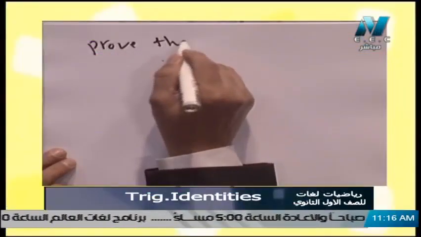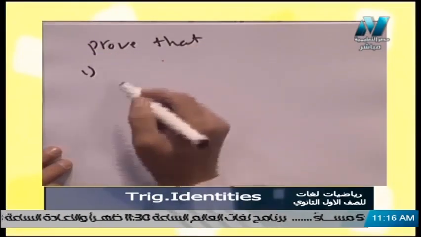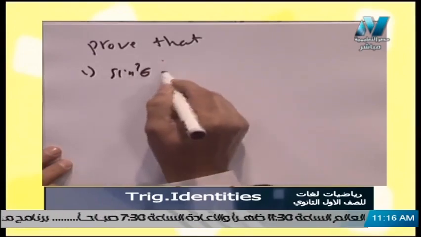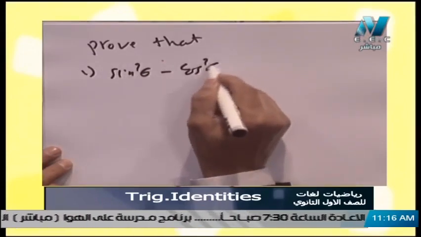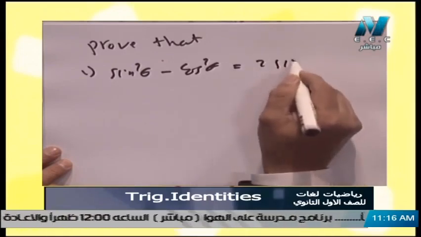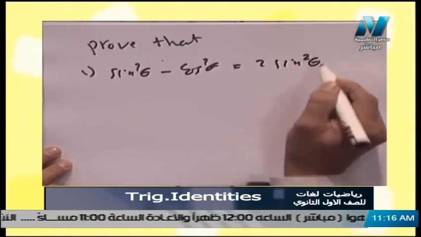We are going to prove. We have some identities here, some trig identities. We want to prove left hand side and right hand side, and we try to get the left hand side or right hand side to connect with each other. So prove that, number 1, sine power 2 theta minus cosine power 2 theta equals 2 sine power 2 theta minus 1.